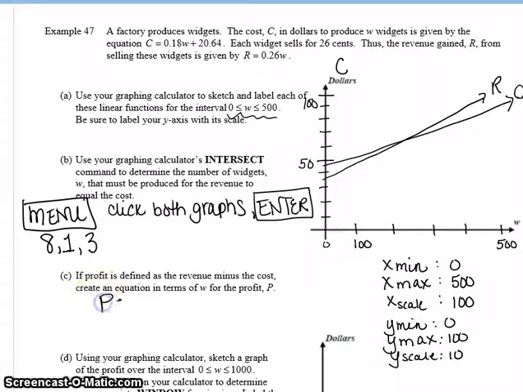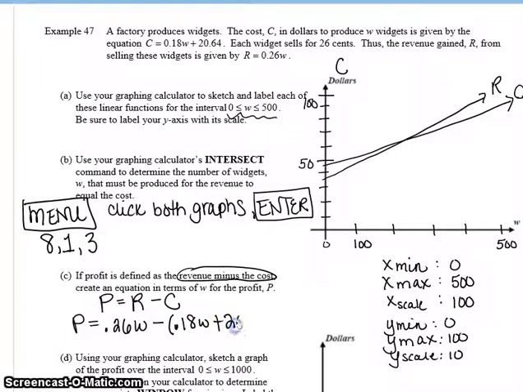So ready? Profit is equal to, it tells you right here, revenue minus cost. So revenue was R minus cost, which is C. So now just substitute in. Up top here, if you follow my eraser, it says revenue was 0.26 W, but it's minusing the cost. Now you're going to notice I'm going to have to put that whole thing in parentheses. So it's 0.18 W plus 20.64. And if you remember from algebra, this negative has to be distributed, which will change these signs right there, and those both become negative.